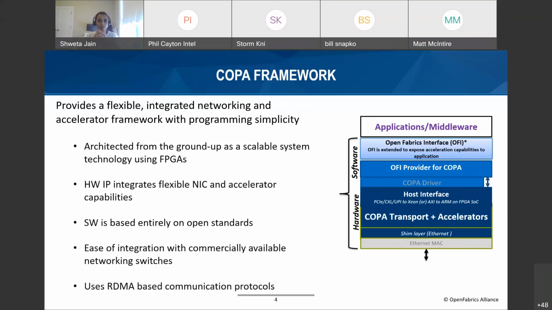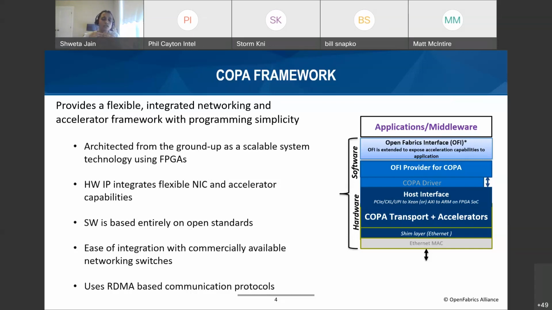COPA is a short form for configurable network platform accelerator, and it is a custom in-house customizable framework that integrates communication and computation on an FPGA platform. The picture on the right hand side shows what the entire COPA stack looks like, starting from the application level all the way down to the Ethernet layer, how the stack is organized, and we control most of it in-house with our design team.